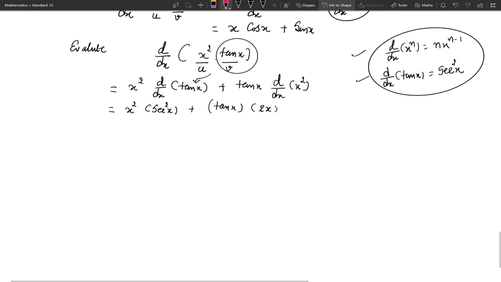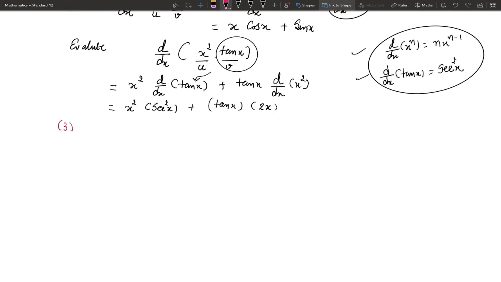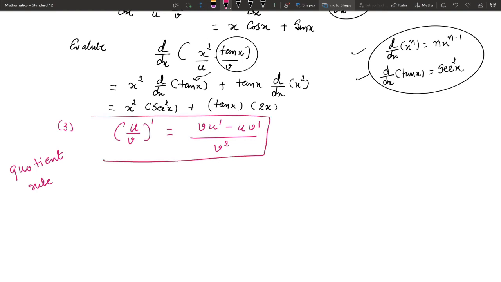Third result, u by v dash. You can remember this one as the quotient rule: v into derivative of u, that is v into u prime, minus u into v prime, upon v square. This is the quotient rule.